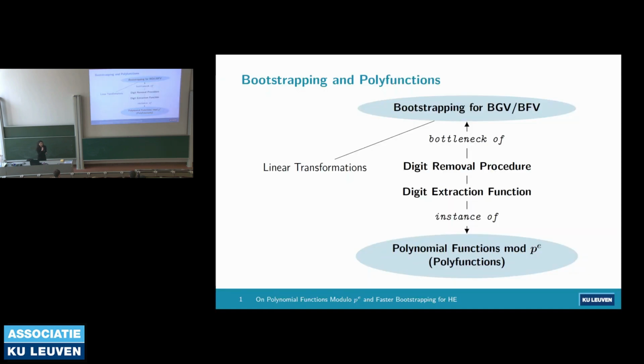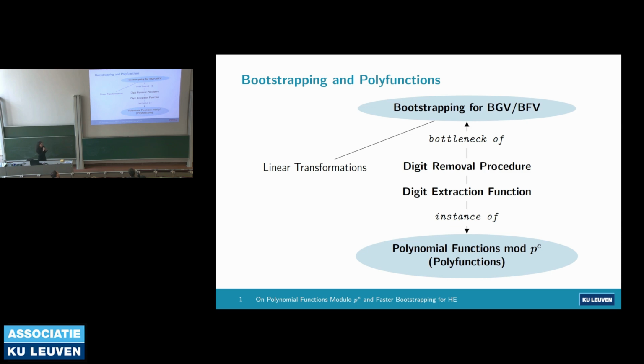So let's start by linking bootstrapping and polyfunctions. Bootstrapping is an operation in homomorphic encryption that reduces noise. For schemes such as BGV and BFV, it has two parts: linear transformations and the digit removal procedure. Since the latter is 3 to 50 times more expensive than the former, we say the digit removal procedure is the true bottleneck of bootstrapping.